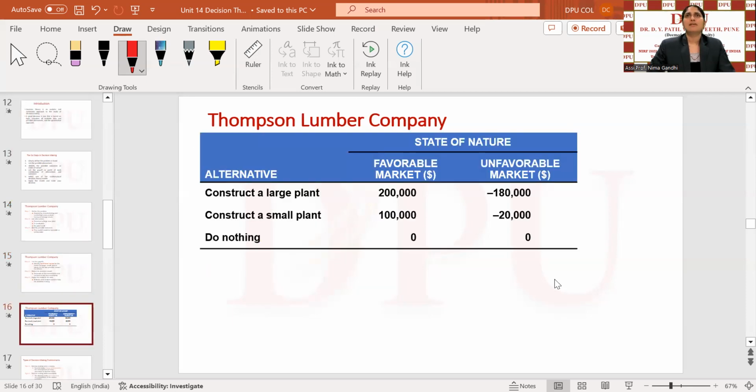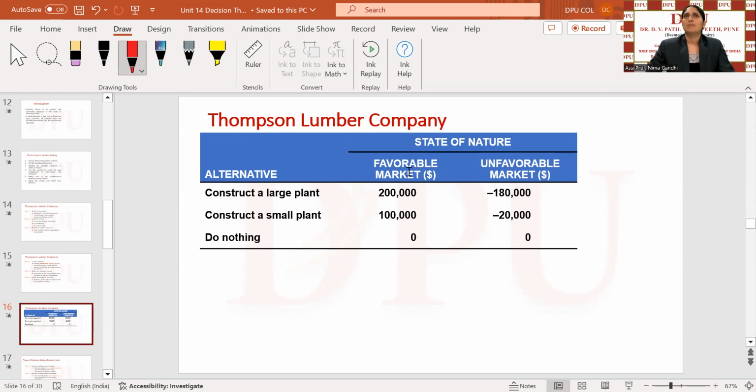So this is the payoff matrix calculated for this particular problem. What is this matrix? This is the matrix for Thomson Lumber Company. They have three alternatives: they can construct a large plant, they can construct a small plant, or they do nothing. They don't launch the new product at all. Okay, so if they choose the construction of the large plant, and the market remains favorable, then they make a profit of $2 lakhs.